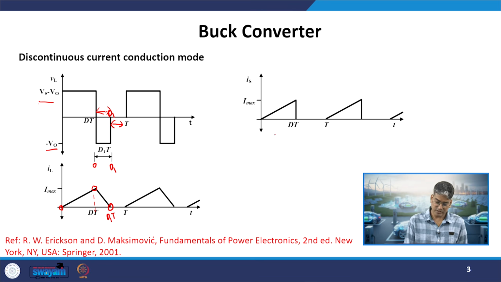Similarly, the source current is drawn when my switch is closed. So, from 0 to dt time, this will be my source current profile. During the turn off time period of the switch, there is 0 current drawn from the source.